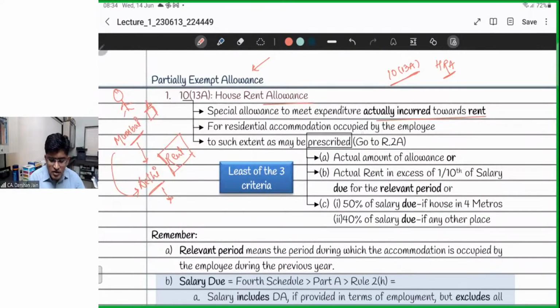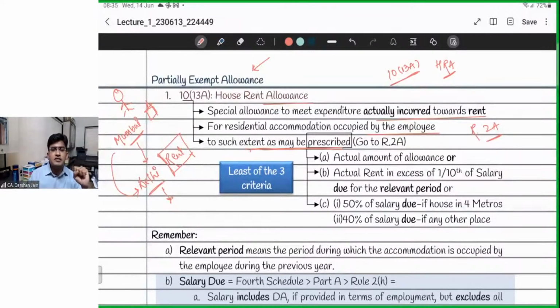Secondly, it should be paid for residential accommodation occupied by the employee. If it is paid for any other person, that is again not eligible for exemption, to the extent as may be prescribed. So 10(13A) says that whatever allowance is given to you for the purposes of expenditure that you actually incur for rent is exempt to the extent prescribed. Now, where do I go for the prescription? I'll have to go to Rule 2A. Rule 2A prescribes the amount of exemption.